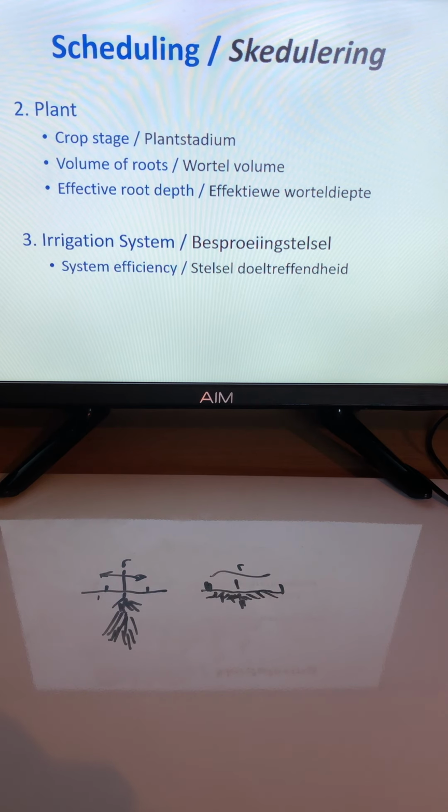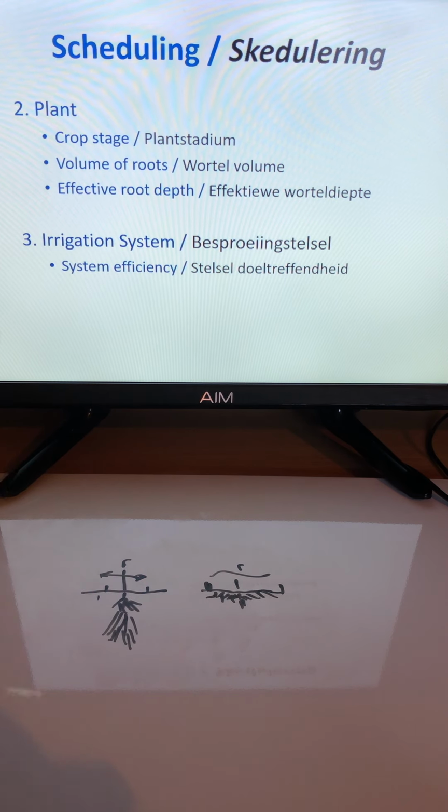Then your plant. So we all know that you require water for photosynthesis. So plants require a lot of water, and specifically in some stages more than others, especially if you think of bloom and fruit growth, or in earlier stages during physical vegetative growth. Your plant needs a lot of water for photosynthesis to provide energy, so then your plant will require a lot more water. The volume of the roots and effective root depth.